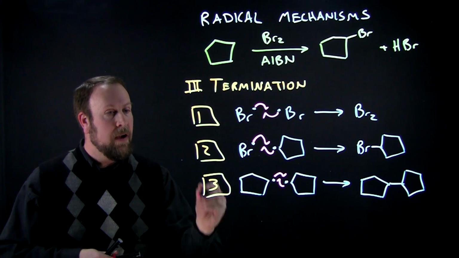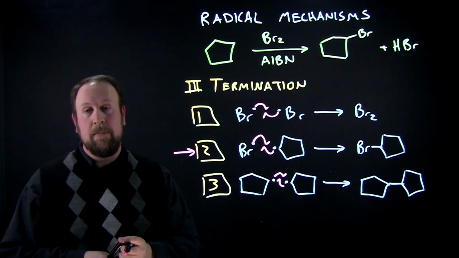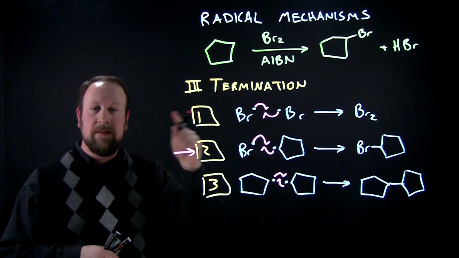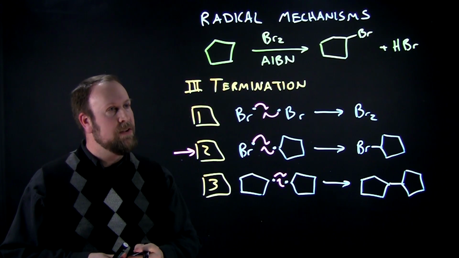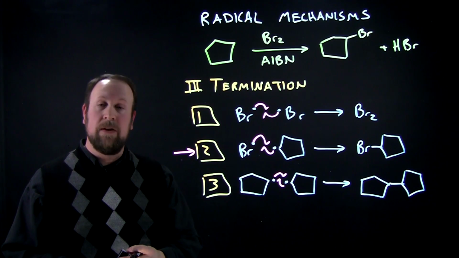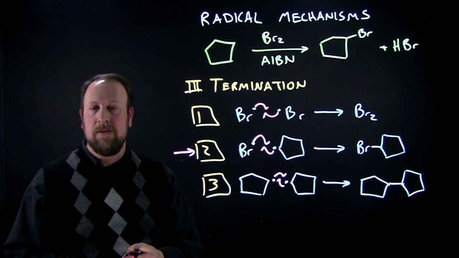The second step here, where we have a productive termination, is most often confused with a propagation step. It is making the product, but it doesn't contribute to that cycle that we saw in our propagation sequence. So hopefully this gives you a basic understanding of the different phases of a radical mechanism that you can use as you start to look at some other mechanisms in this class.